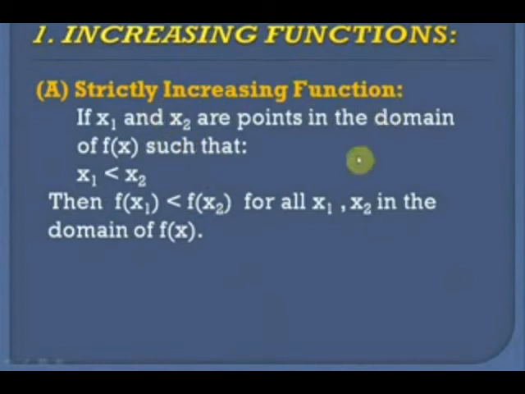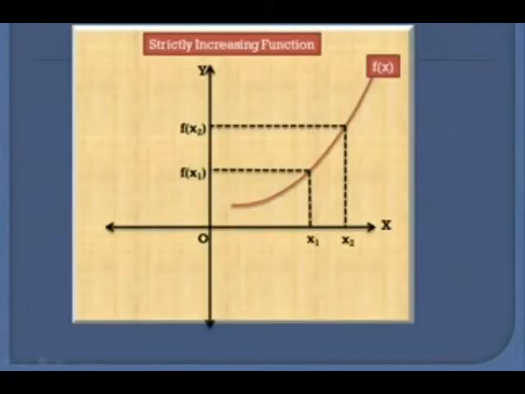So it means that the function is strictly increasing throughout its domain, such that if I take any 2 points x1 and x2 such that x1 is less than x2, then the value of f(x1) should be less than the value f(x2). Let's try to visualize it. Now we see that x1 is less than x2 and f(x1) is less than f(x2). So for a strictly increasing function, f(x2) must be greater than f(x1).